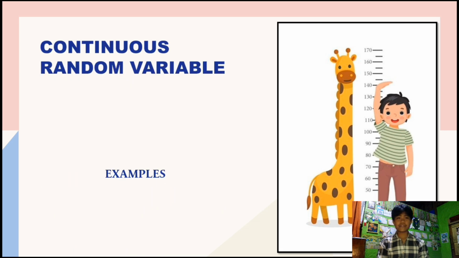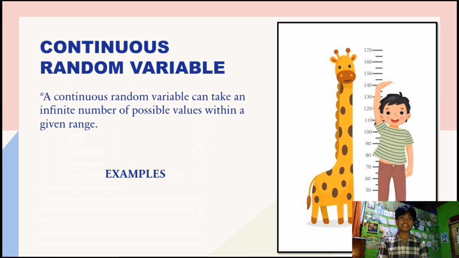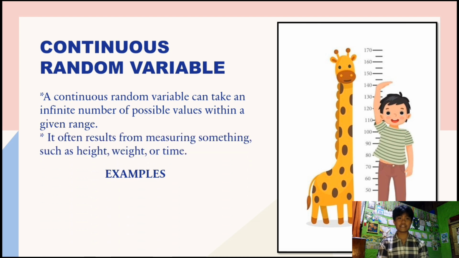Now let's move to the continuous random variable. Unlike the discrete random variable, a continuous random variable can take any value within a given range. This often happens when we measure something such as time, height, or weight. Since measurements can have decimals or fractions, the values are not countable, but rather they fall within an interval.